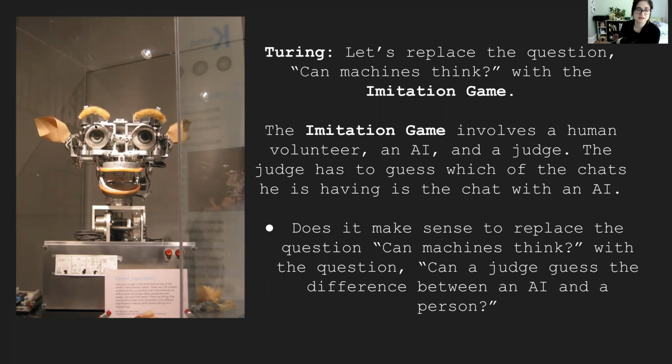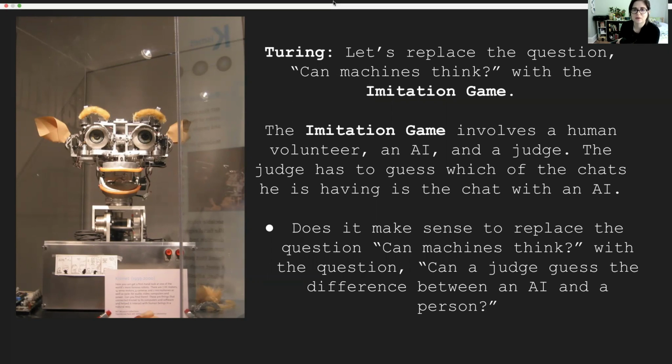Quick side note, this picture here is a picture of Kismet. He's a robot that you can find in the MIT Museum of Computing and Robotics. And he was one of the first robots that was made that could have emotional expressions on his face, which is why he's got these eyebrows and these ears and a mouth. Kind of cute.